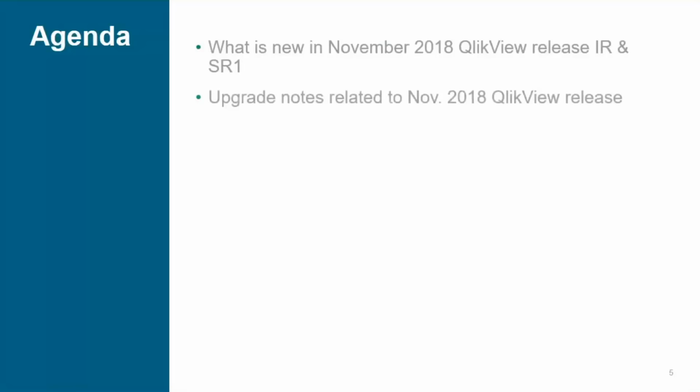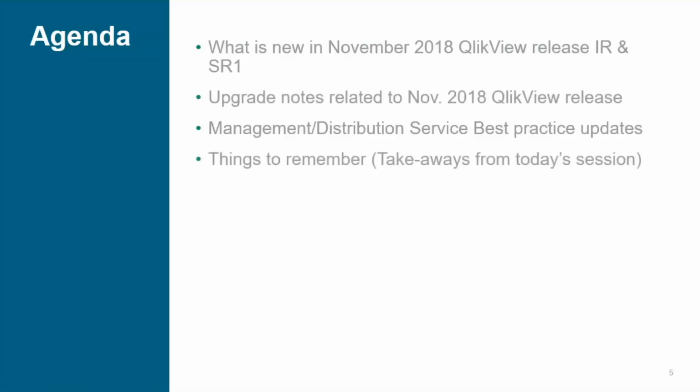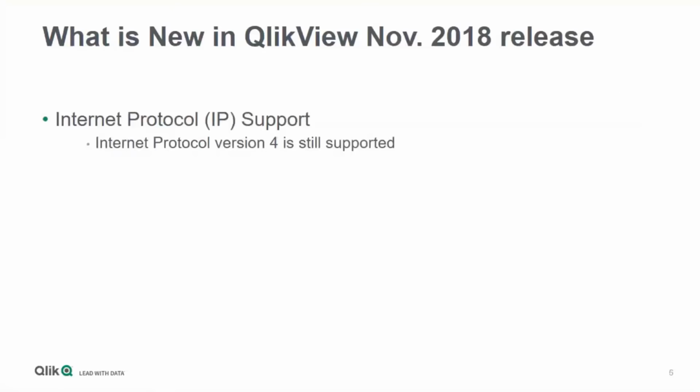I'm also going to cover upgrade notes related to the new release. And I'm also going to do an overview of a new article I posted probably a month or 2 months ago related to management and distribution service best practices in the config files for both of those services. We'll cover some settings that you can tweak to increase performance in your environment or handle some other issues that may be occurring. And then lastly, we'll cover some things to remember, takeaways that you want to hone in on going forward. And with that, let's jump in.